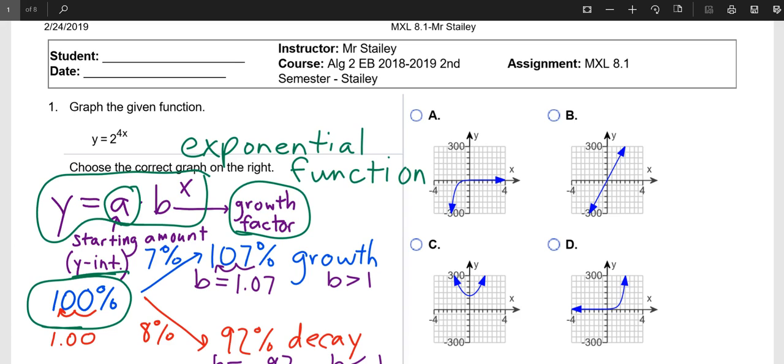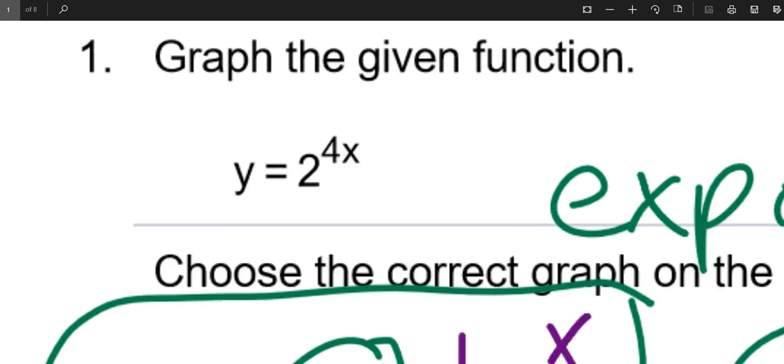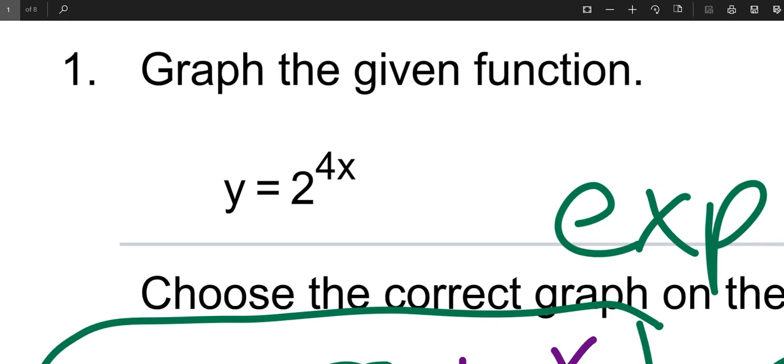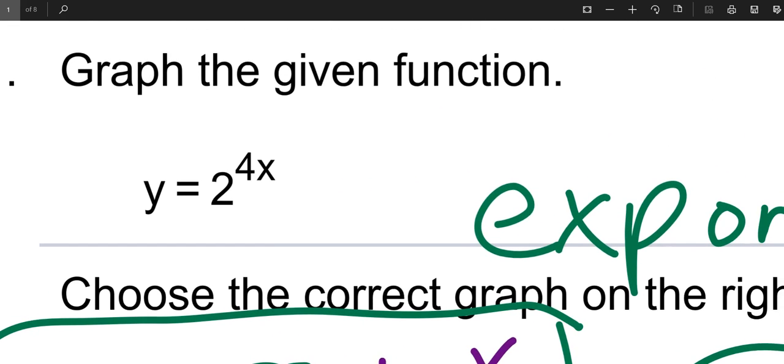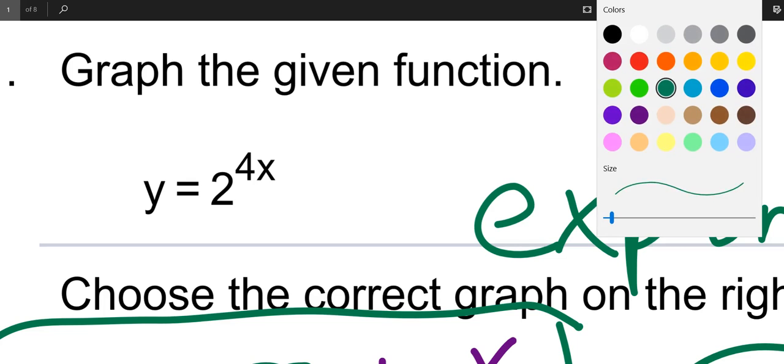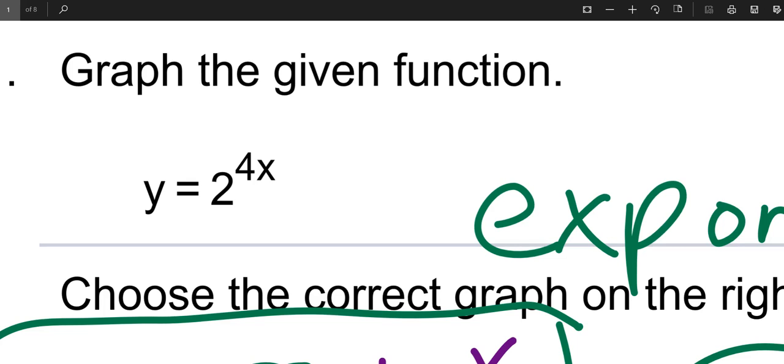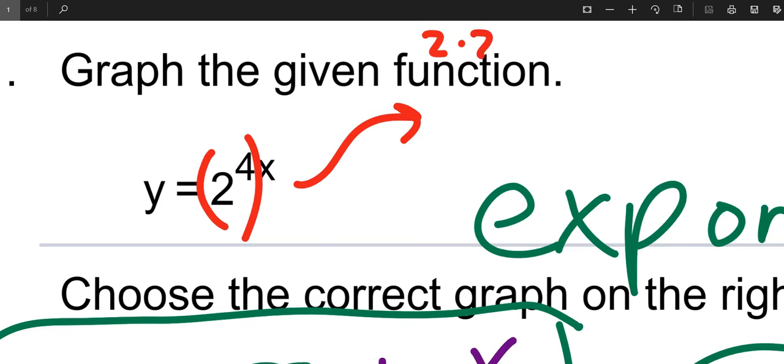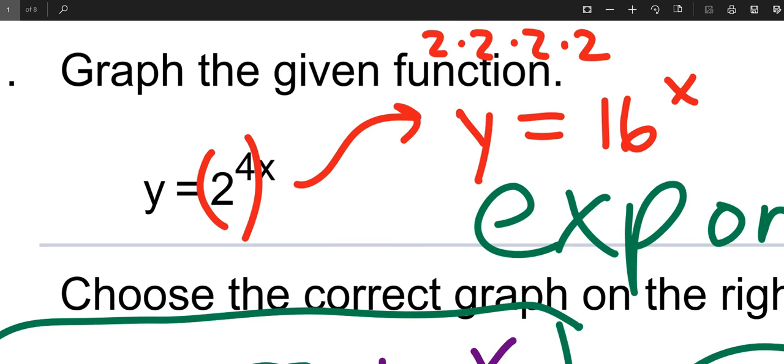All right, now, I want to look at this expression right here because I'm going to write it a little bit differently. I'm going to put parentheses here and here. What is 2 times 2 times 2 times 2? I got to vote for 16. Is that true? Yes, it is. So we have y equals 16 to the x.